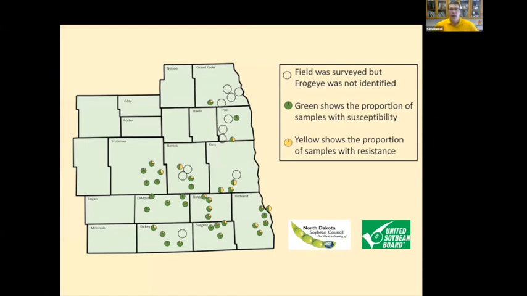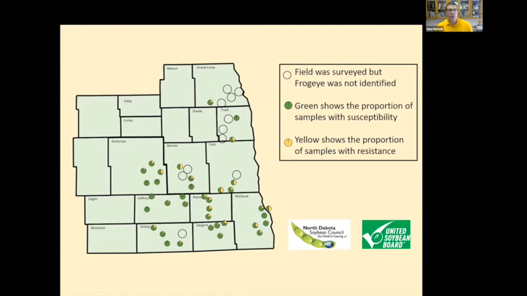So unfortunately, but maybe not surprising, we did find the same resistance that Carl had identified in the Mid-South and into the Midwest. So how you read this map is we're in a field surveying it if there's a circle at all. An empty circle, like a few in Grand Forks and Trail County, means we did not find frogeye. The green is the percentage or proportion of those samples that were sensitive to the QI. So the headline, quadris, and the like, they still are effective. And the yellow are the ones that were resistant.